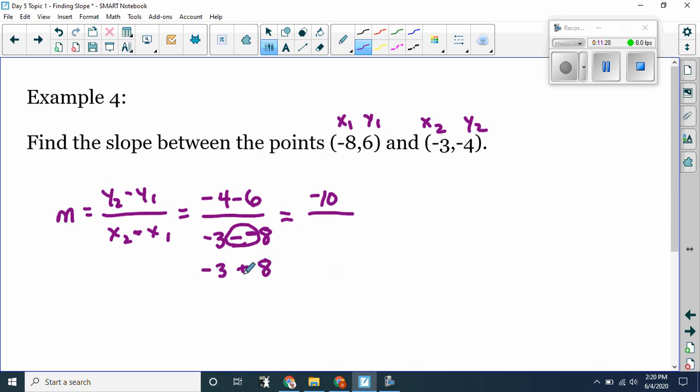Negative 3 plus 8. One's negative and one's positive. When they're opposite signs and we're combining them, we subtract. We do 8 minus 3. And then the sign of the answer is the same as the sign of the bigger number. 8 was the bigger number, so that should be positive 5. Negative 10 divided by 5 comes out even, so you want to go ahead and divide them, and we get negative 2.